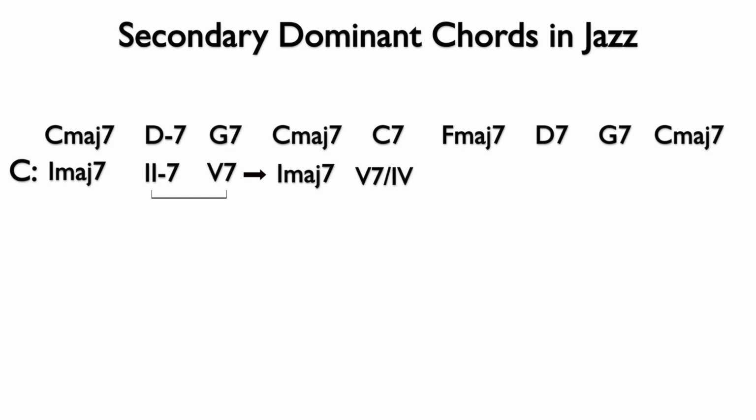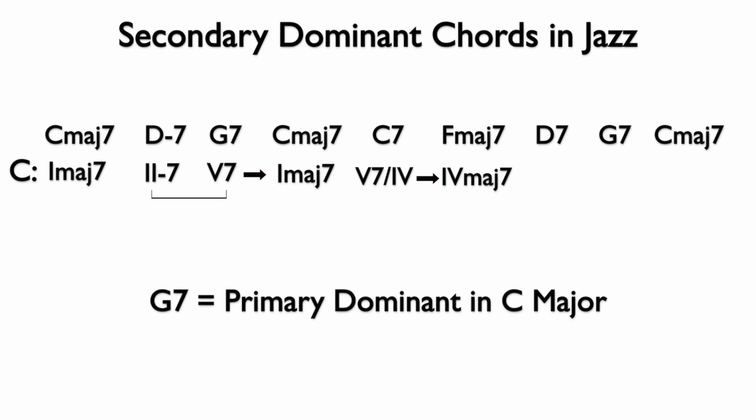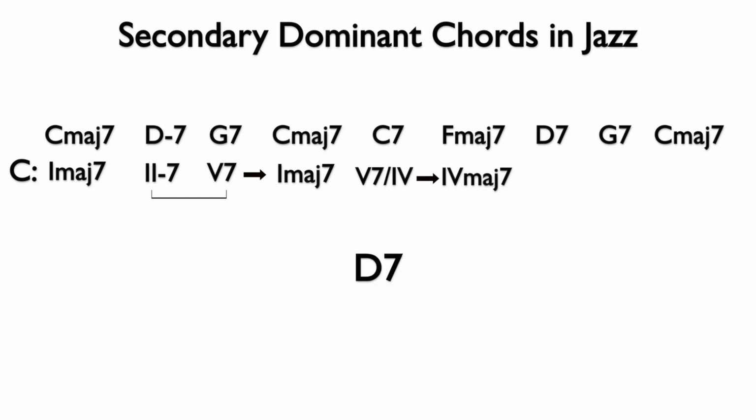This is followed by 4 major 7, so we use an arrow to show the resolution of 5-7 of 4 to 4. Next we have D7, another dominant chord that is not G7, the primary dominant in the key of C. We can determine that D7 is a 5-7 in the key of G. Since G is the 5 chord of the key of C, D7 is the 5-7 of 5.